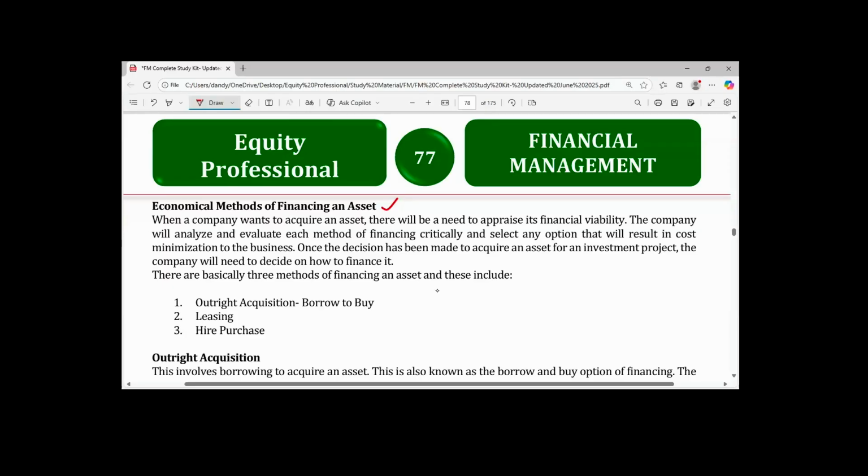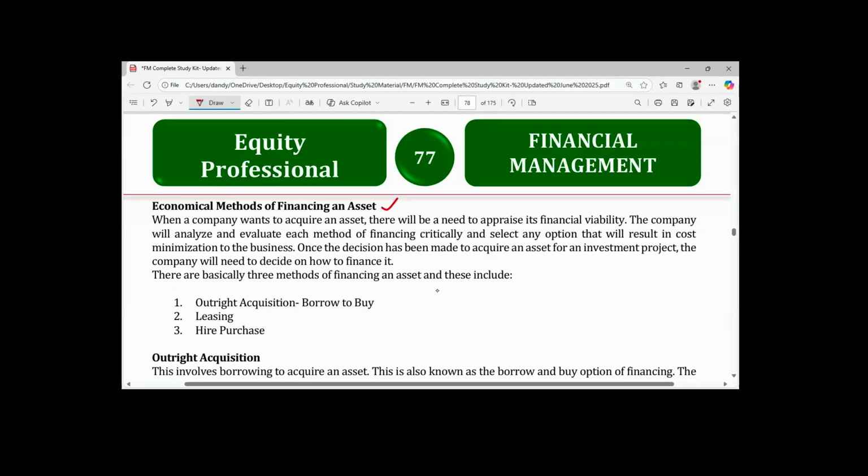Option two is that we don't want to borrow, so let's lease the asset. Then you approach a leasing company, we have an agreement, and then you can lease the asset. The third option is to purchase the asset through hire purchase. So you approach a hire purchase company that you want to buy this asset on hire purchase, and the agreement will be entered into. All right. So these are the three methods of financing an asset.